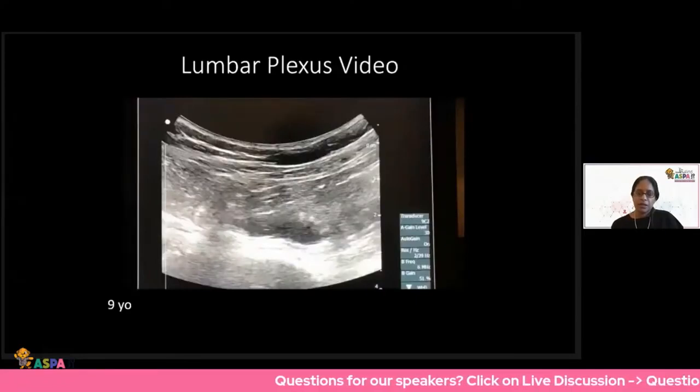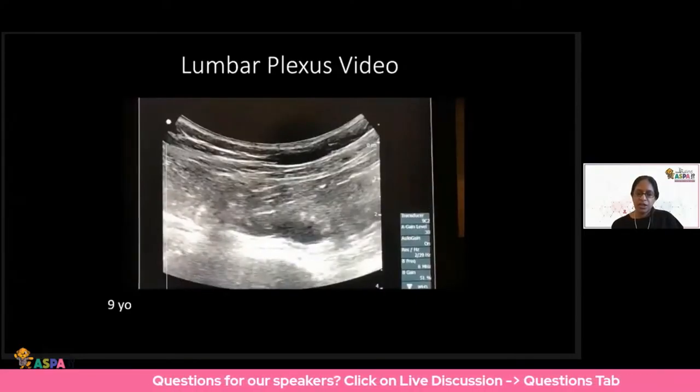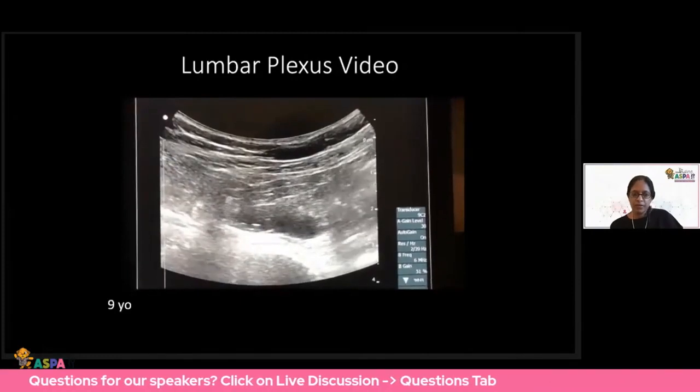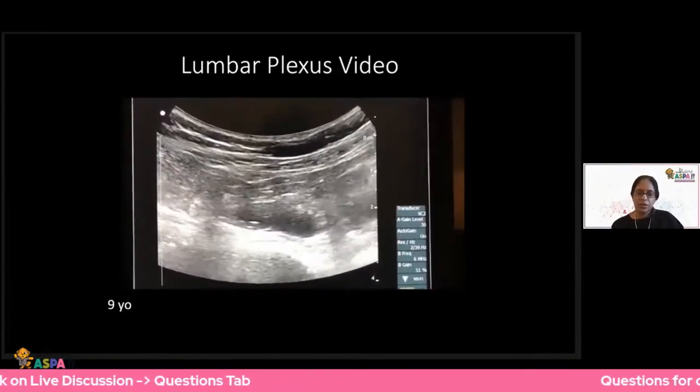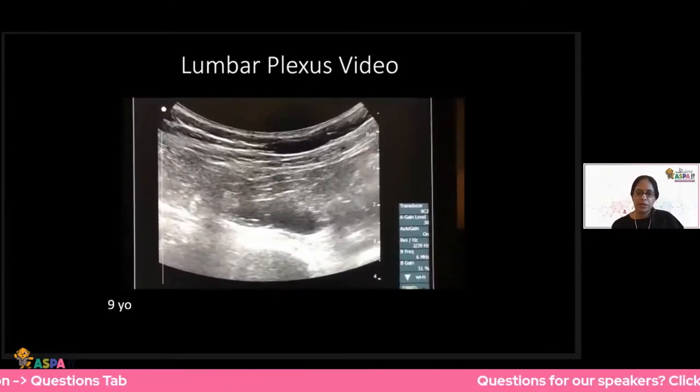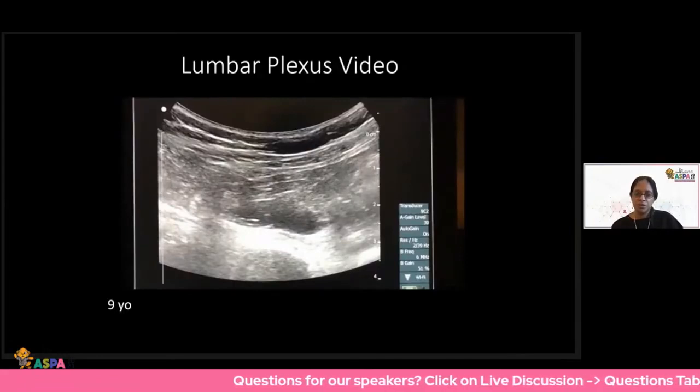The lumbar plexus, again, is shown here, and this video shows a little puff of local anesthetic that can be seen when we bolus the catheter in the psoas muscle. Additionally, on the right side of the screen, you saw the peritoneum moving.